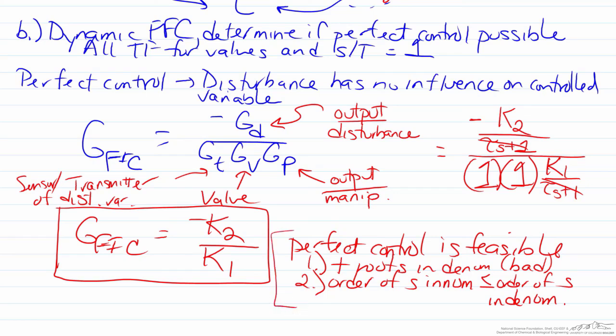So in this screencast, we used material balances to lead us in finding the dynamic feed-forward controller that could be used for this tank system or for its system in general, and also to determine whether or not perfect control was feasible.